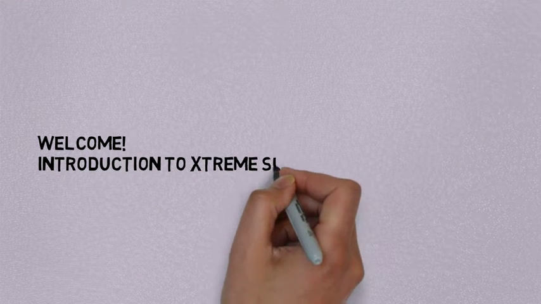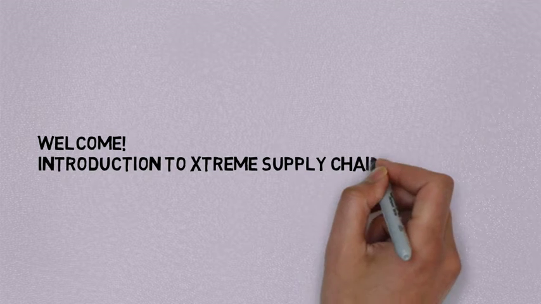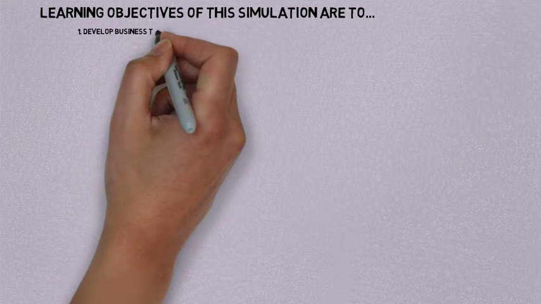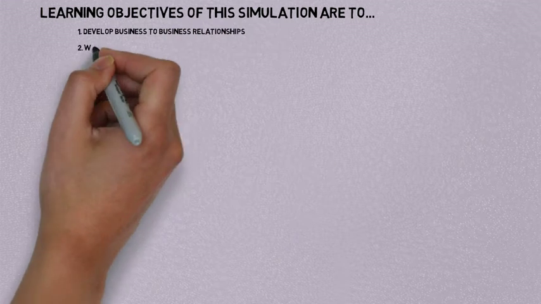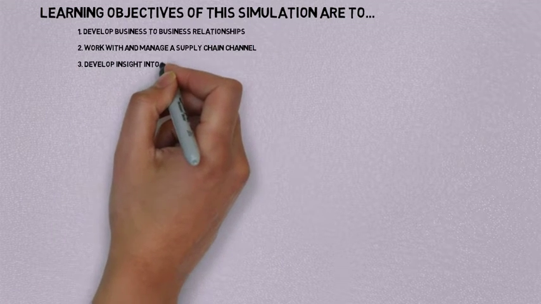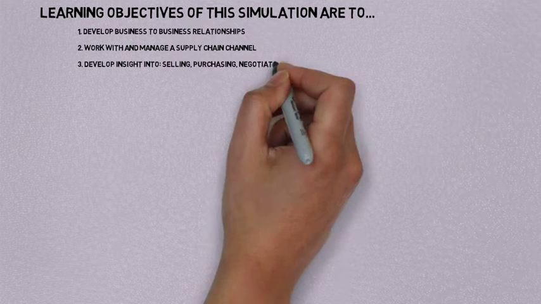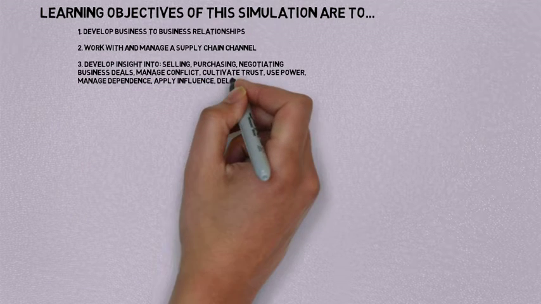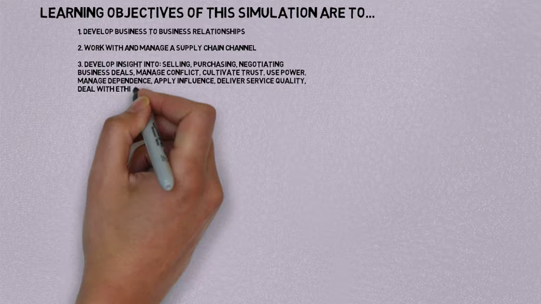Welcome. In this video, we will give you an introduction to Xtreme Supply Chain Management, a 4-quarter decision period game. The learning objectives of this simulation are to develop business-to-business relationships, work with and manage a supply chain channel, develop insight into selling, purchasing, negotiating business deals, managing conflict, cultivating trust, using power, managing dependence, applying influence, delivering service quality, dealing with ethical issues, and managing risk.